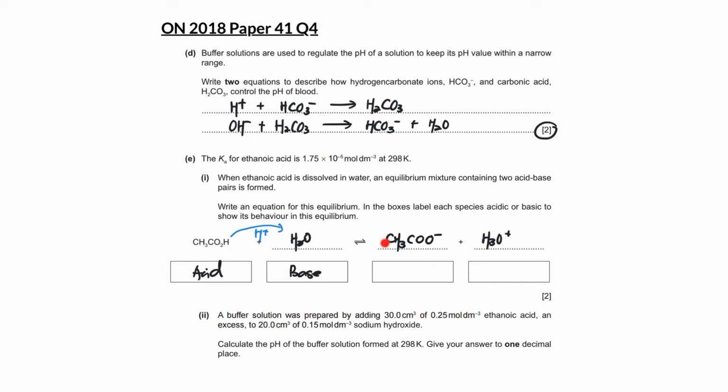So for the reverse reaction, we can actually see H3O+ will donate H+ in order to form back H2O, and CH3COO- will gain H+ in order to get back CH3COOH. So if it is a proton acceptor, it will be a base. And H3O+ is a proton donor, so it will be an acid.